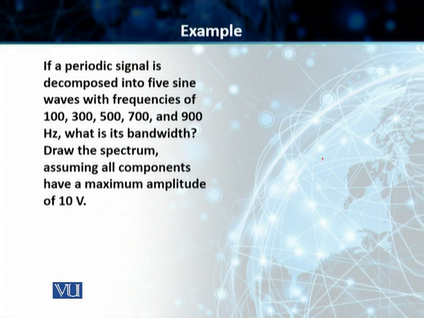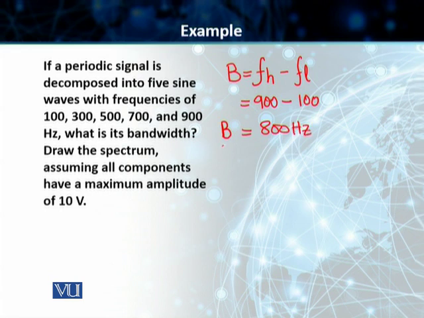Students, we'll move on to an example. In this case, if a periodic signal is decomposed into 5 sine waves, and the sine waves have the frequencies of 100, 300, 500, 700, and 900 hertz, then the first question is, what is the bandwidth? So let's answer the first question first. We've got a range of frequencies, and the highest frequency that we have is 900 hertz. The smallest frequency that we have is 100 hertz. So the bandwidth for this particular composite signal is 800 hertz.